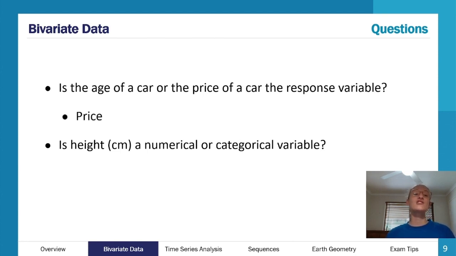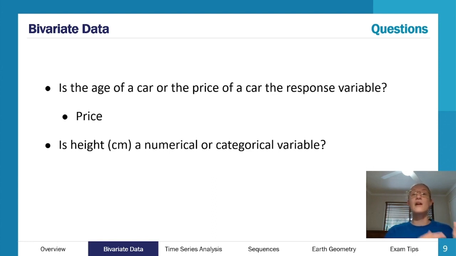For the first question, I would definitely say price. Because when we think about the difference between an explanatory variable and a response variable, the explanatory variable is the one we think is driving the change, which here I think would be the age of the car, affecting the price. The response variable, the outcome, is the price. So if a car is older, that's probably going to cause it to be a bit cheaper.